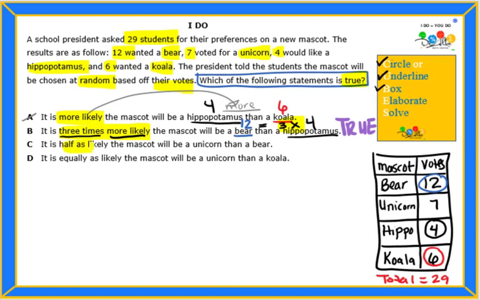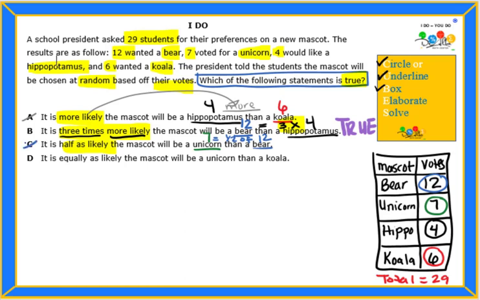Letter C says, it is half as likely that the mascot will be unicorn. So for unicorn, we have 7. Then a bear. And bear, we had 12. So again, I'm going to take this. Half as likely. Half is less, right? Less than 1. So that's going to be half as likely. So is 7 half of 12? Is 7 equal to half of 12? No, right? 7 is not half of 12. Half of 12 is 6, not 7. So this is not true.